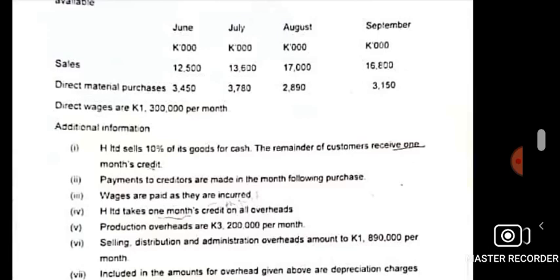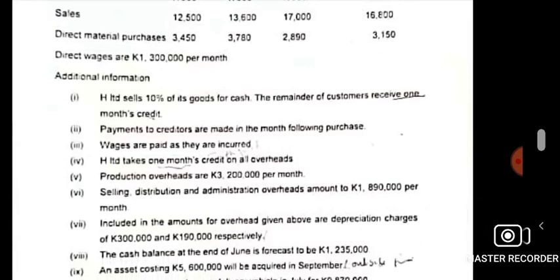Where are the overheads? That would be the question. So maybe they've put them below. This is what they like doing. Check the next adjustment. Number 5. Production overheads are 3.2 per month. Okay, at least the overheads have started showing. We have production overheads of 3.2 per month. So each month there will be 3.2, 3.2, 3.2. Selling and admin overheads are 1.890 per month. Okay, equally, that's also another figure we'll be seeing. Any other thing on overheads that they've stated?